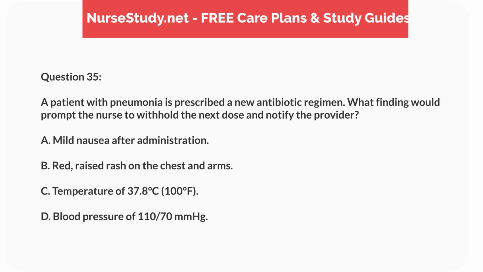Question 35. A patient with pneumonia is prescribed a new antibiotic regimen. What finding would prompt the nurse to withhold the next dose and notify the provider? A. Mild nausea after administration. B. Red, raised rash on the chest and arms. C. Temperature of 37.8 degrees Celsius, 100 degrees Fahrenheit. D. Blood pressure of 110/70 millimeters of mercury.